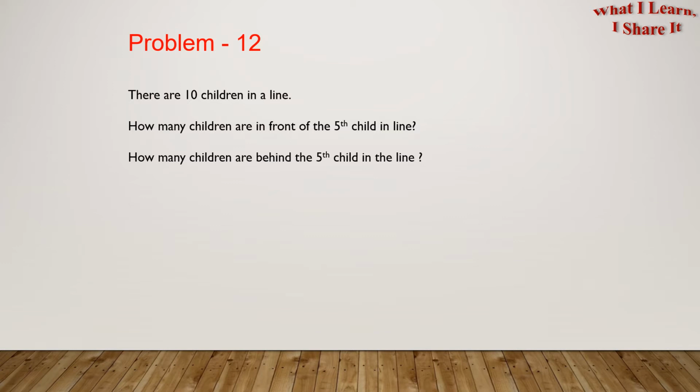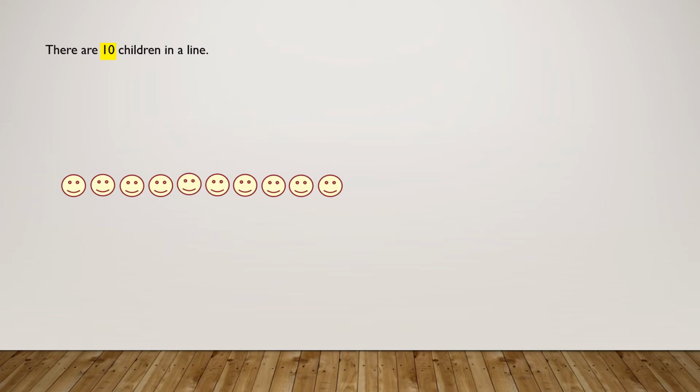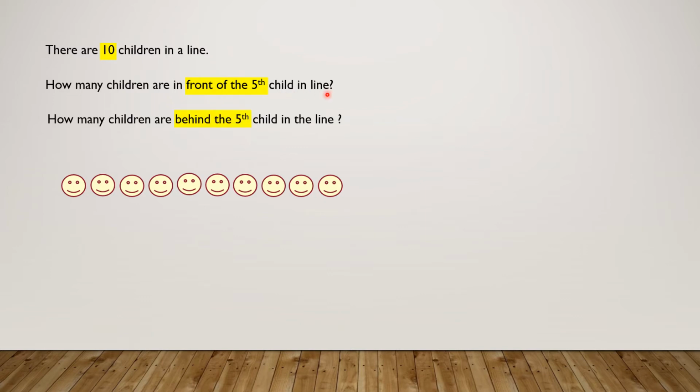Let's see it. There are 10 children in a line. Here's the first, second, third, fourth, and fifth, sixth, seventh, eighth, ninth, and 10th. How many children are in front of the fifth child in line? How many children are behind the fifth child in line?